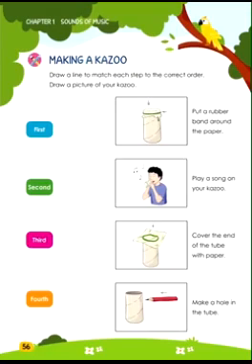Welcome, my dear students. Today we have lesson 3 in chapter 1, making a kazoo. What is the meaning of kazoo? Kazoo is a small musical instrument consisting of a hollow pipe with a hole in it. The directions say, draw a line to match each step to the correct order. Then draw a picture of your kazoo. Here we have steps, but they are not arranged. Let's read it.